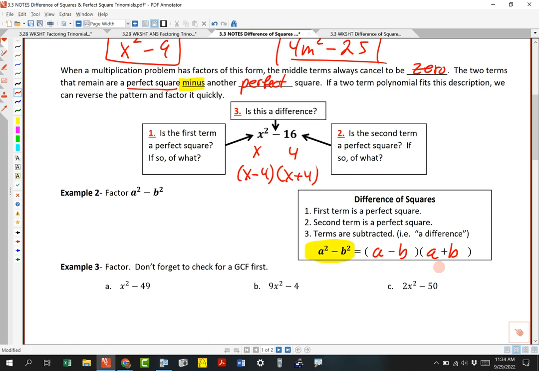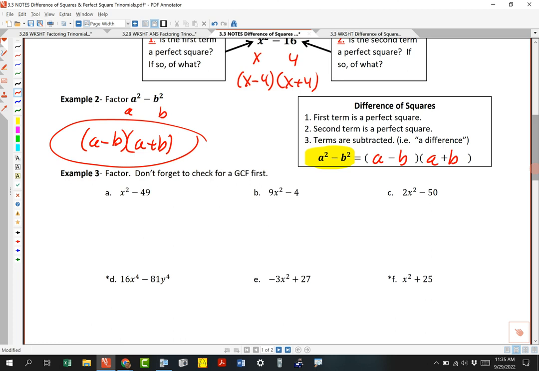So we're going to do something kind of silly. Is that a perfect square? Yep. Of a. Is that a perfect square? Yep. Of b. Is it a difference? Is there a minus in between them? It is. So it factors to a minus b, first one minus the second one, then a plus b, first one plus the second one. There are the factors. We good?